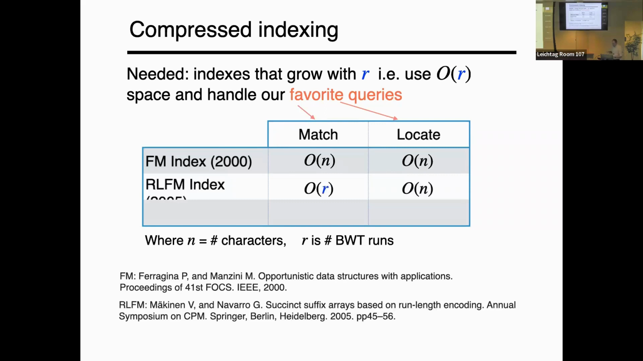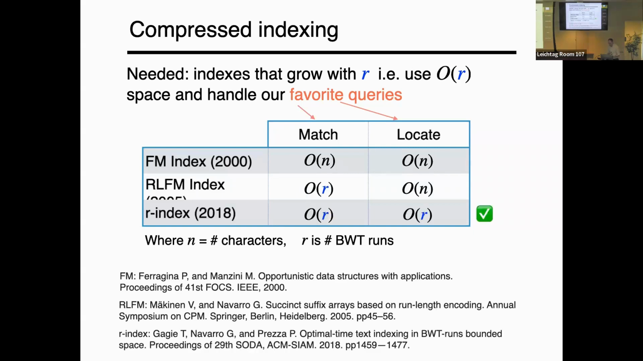A few years later, in 2005, it's cut off, but it says 2005, there was a new set of work that figured out how to do one of the two queries in big O of R space. But the other one was still in big O of n space. So still, it wasn't incredibly useful as a data structure for genomics. We were still waiting for it to be able to handle that other query.